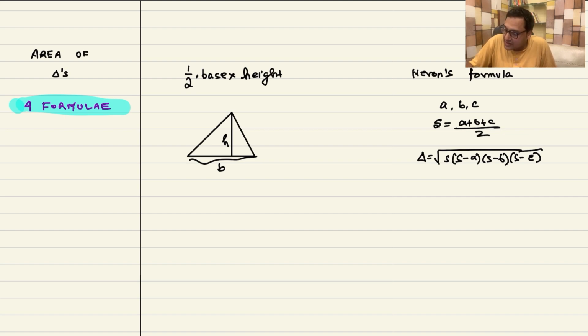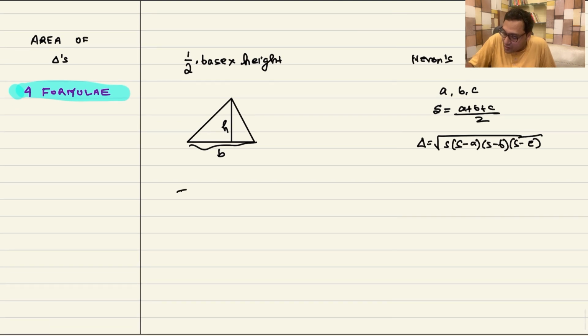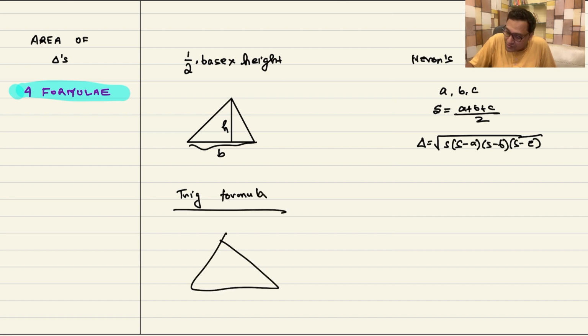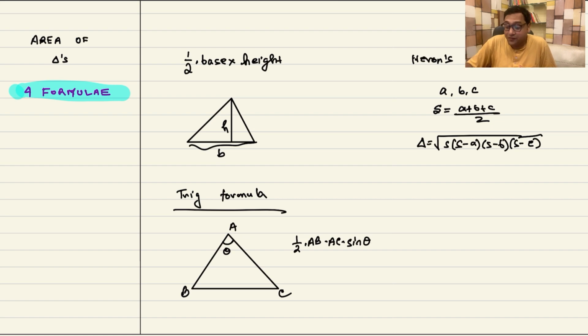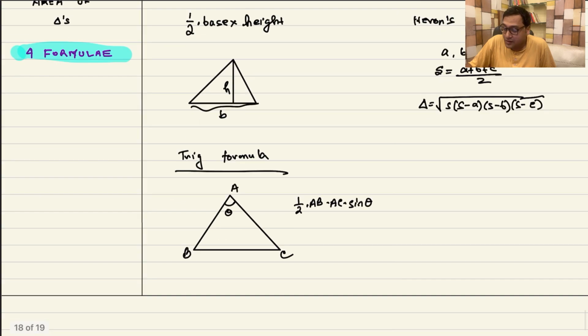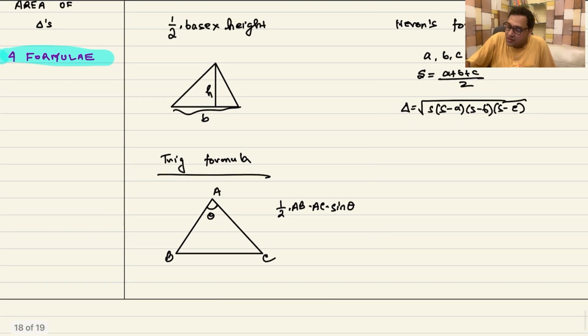The third thing is the trig formula, which is very handy at times. If you have a triangle, let's say ABC, and if this angle is theta, then the area is half AB times AC times sine theta. This is called the trig formula. Make sure this angle is the angle in between.